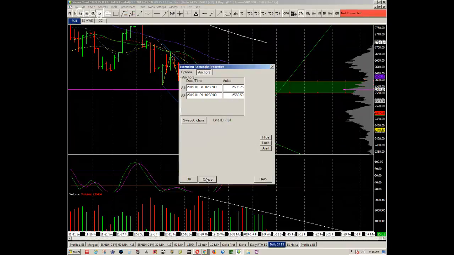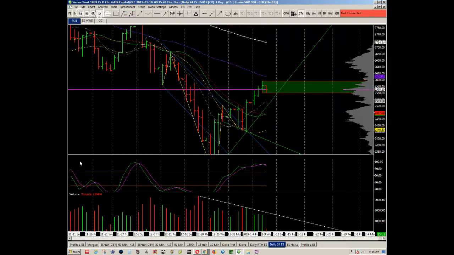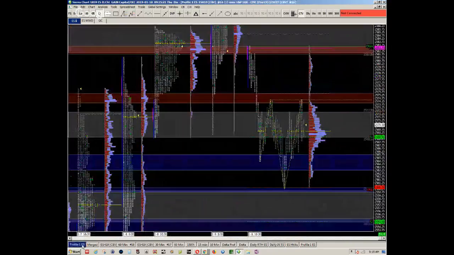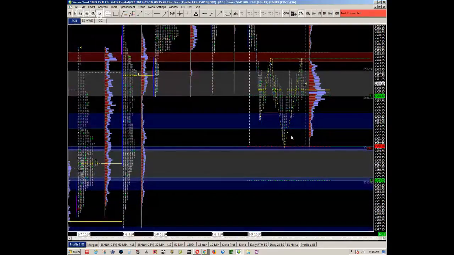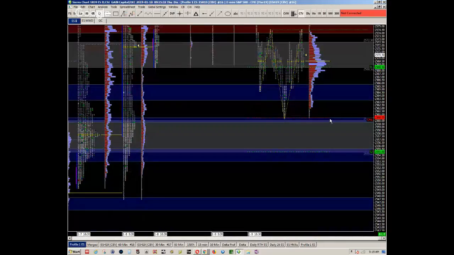25, 60, 50. Okay, I want to mark that level over on the profile. 25, 60, 50. All right, that's great. So this is the overnight low. Well, obviously, the overnight low, which I already have as sort of a buy zone. If we get below that, we may drift down to, this would be below these value areas over here.